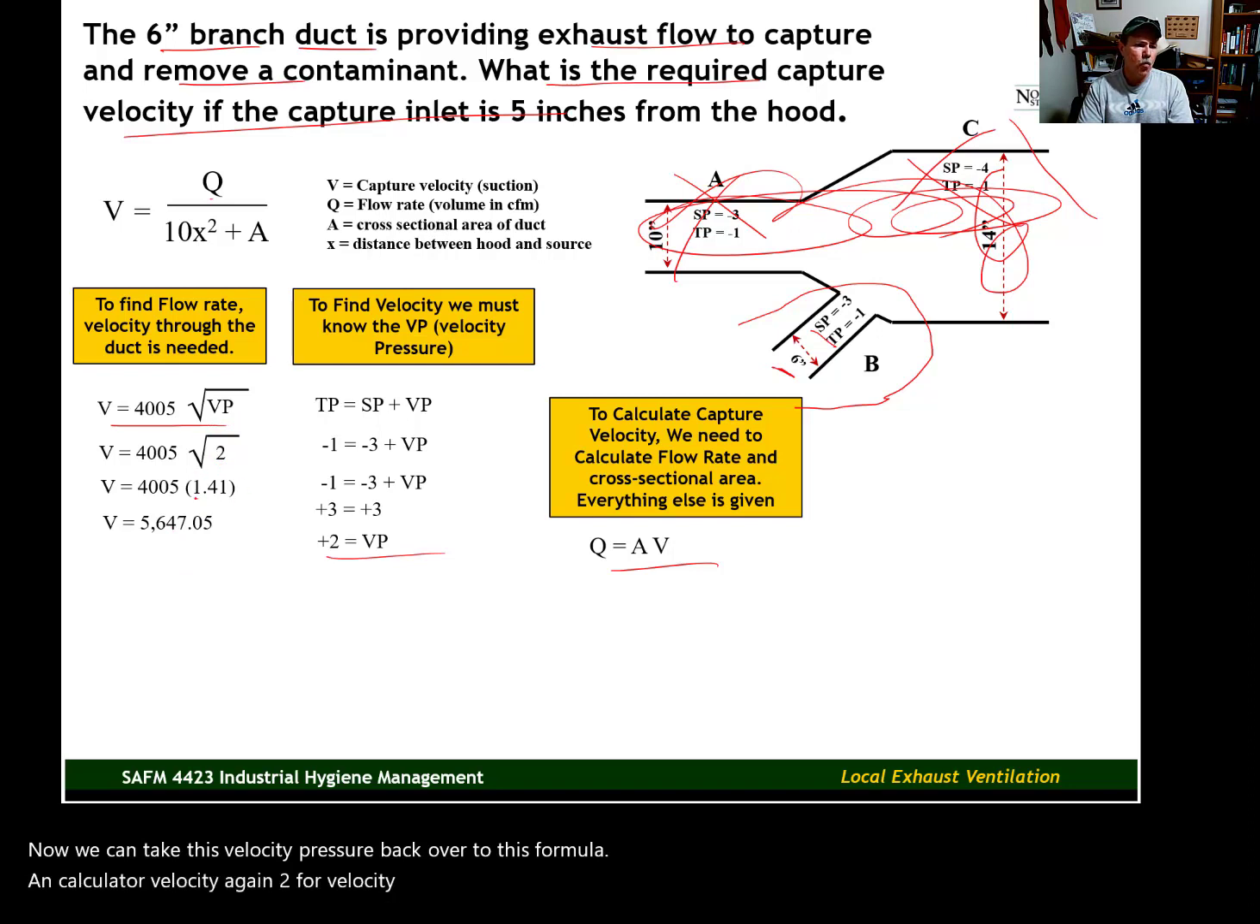Again, 2 for velocity pressure. The square root of 2 is 1.41. Multiply that by the 4005 constant. Our velocity is 5,647.05 feet per minute.